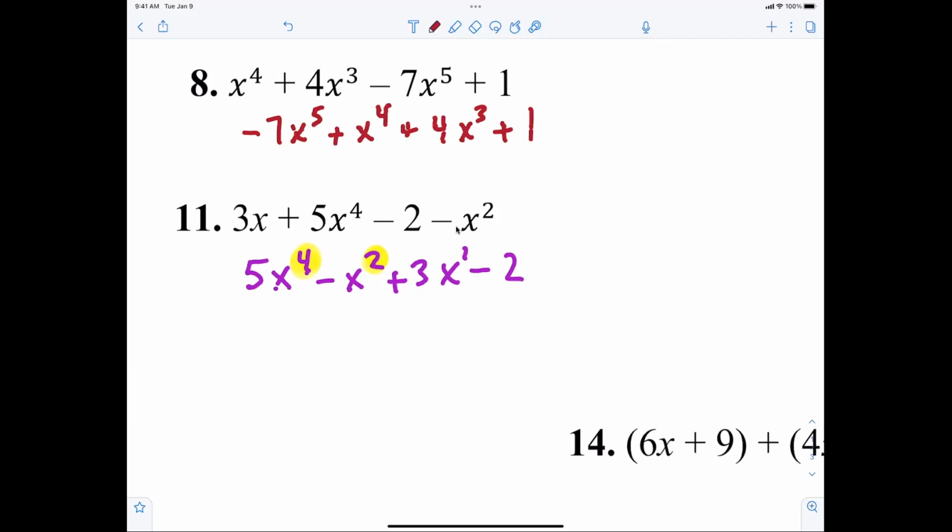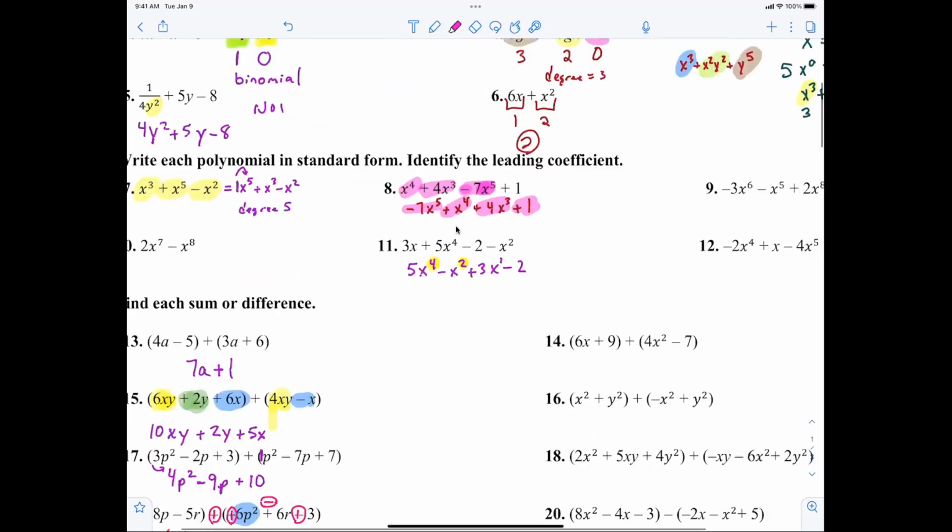Largest exponent to smallest. Don't forget, the sign in front is the sign. So that says negative 7x to the 5th, positive x to the 4th, positive 4x cubed, positive 1. Hopefully that made a little sense to you.